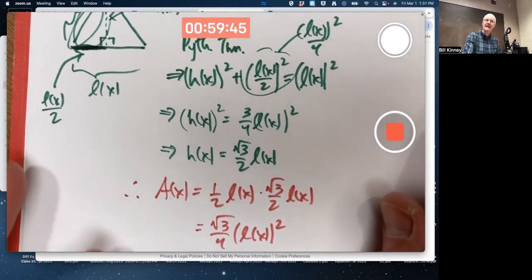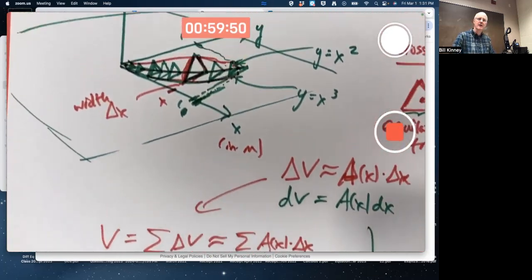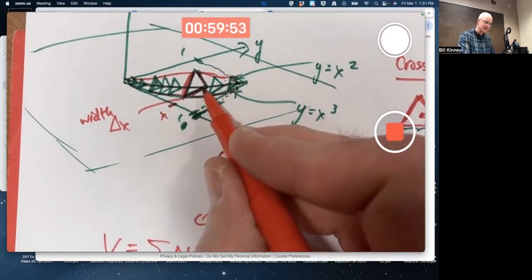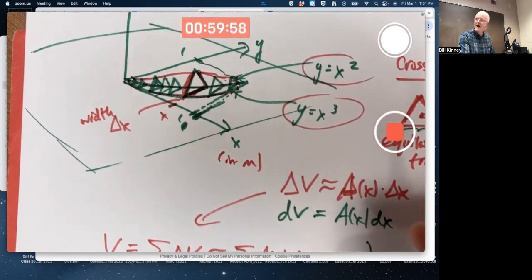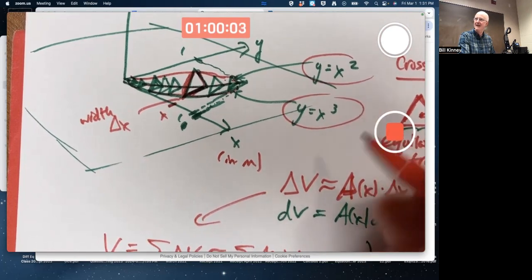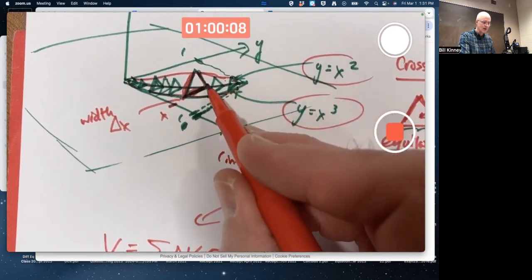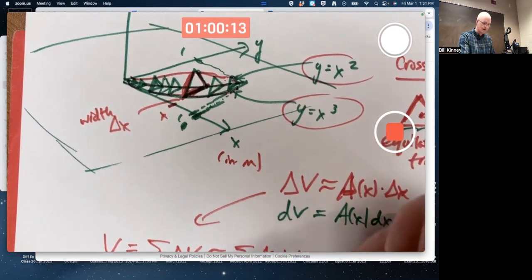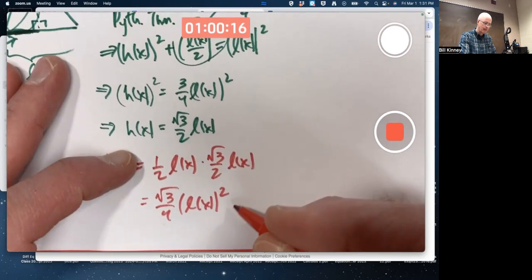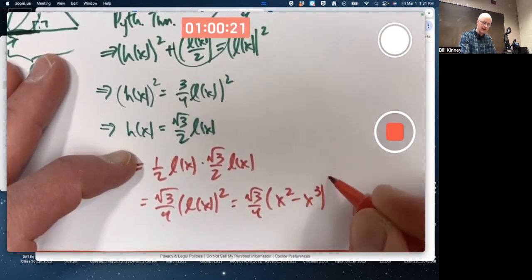Well, it's not quite as hard as it sounds. Go back up to your original picture. L of x is this distance right there. Oh, these functions have to be relevant, right? I only thought about those at the beginning so far, but now I'm thinking about them at the end. They've got to be relevant. L of x is this distance: second coordinate of this point minus second coordinate of that point, x squared minus x cubed. That's L of x. x squared minus x cubed. I've got to square that.